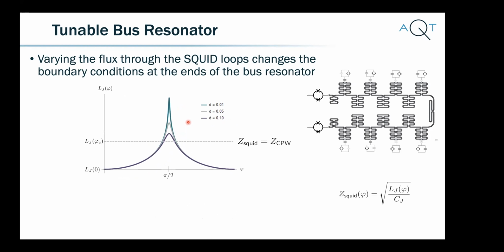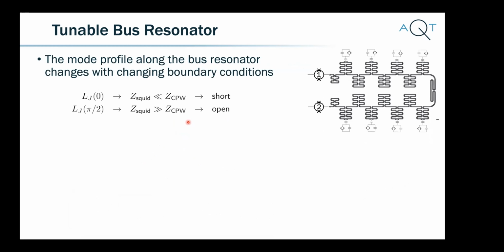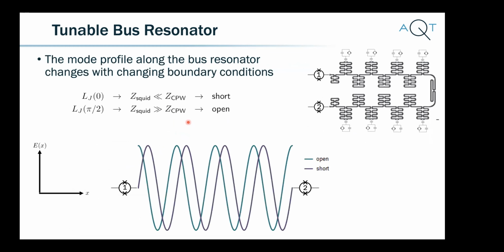And it's important because if you also draw the impedance of the transmission line, you can see that for certain external magnetic flux, you can have a SQUID impedance much smaller than the transmission line, and for others, you can get a much bigger impedance than the transmission line. There are two primary choices of external magnetic flux, which correspond to effectively open and short boundary conditions for the long transmission line resonator. This is physically important because the two types of boundary condition change the resonance mode profiles that can exist inside the bus resonator.